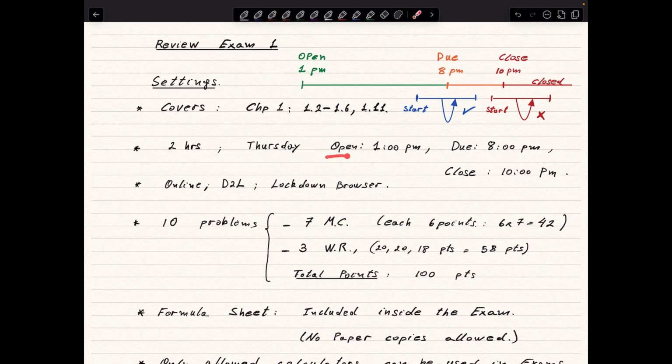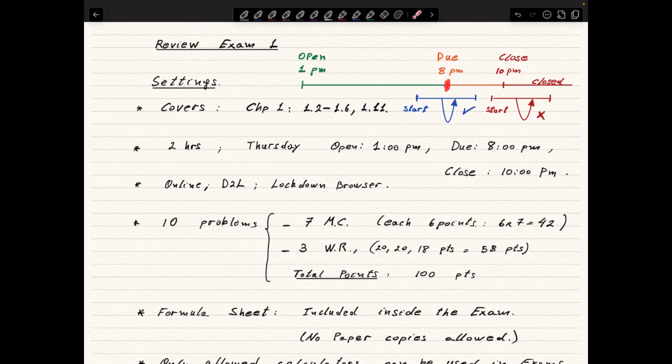On Thursday it opens at 1 p.m., is due at 8 p.m., and is going to close at 10 p.m. So essentially here we have a graphical representation. It's going to open at 1 p.m. and stay open until 10 p.m. This is the time the exam is open, but the exam is due at 8 p.m.